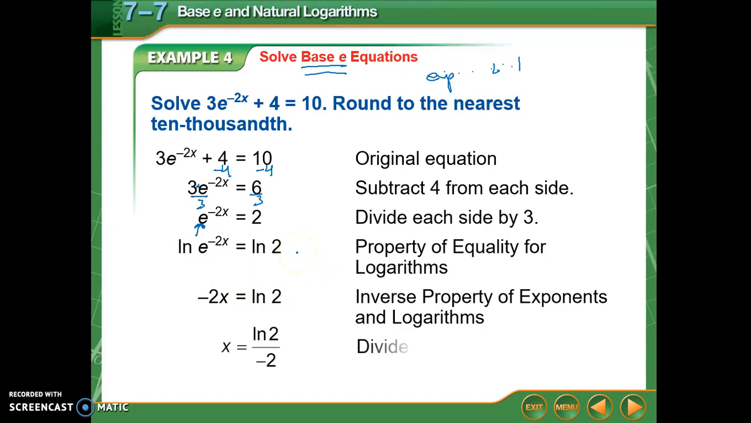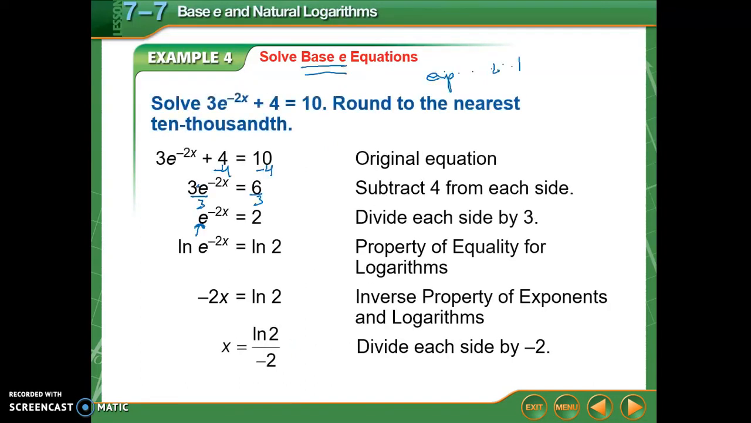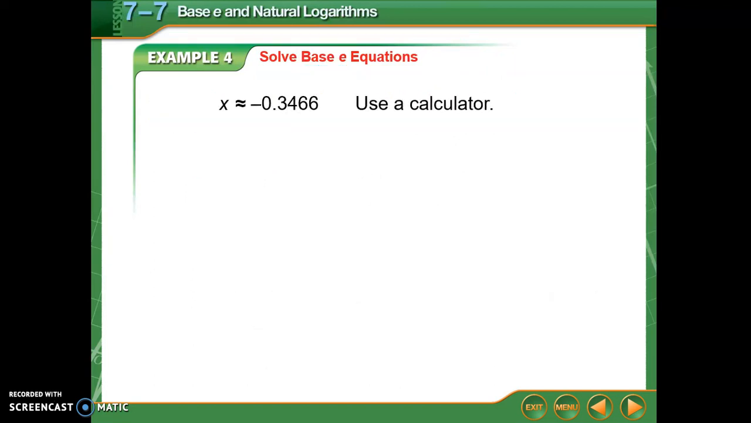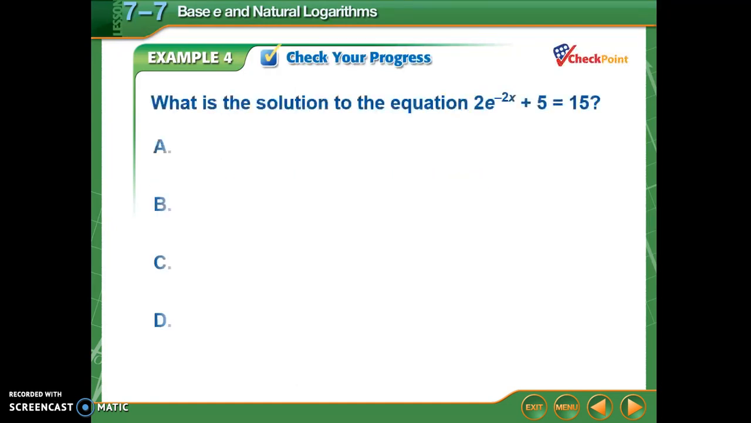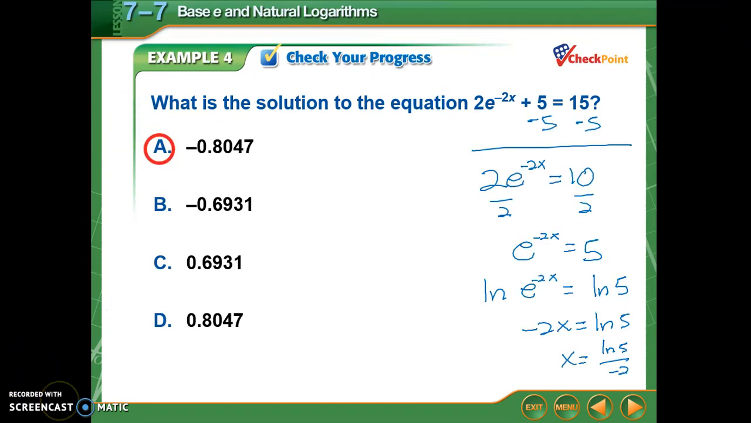That's going to be a number. We don't know what it is yet. And then I divide both sides by negative 2. And then you would use a calculator to get this value and round it to the nearest 10,000. So if you use a calculator, you would plug in natural log of 2 divided by negative 2, and you would get negative 0.3466. All right, I want you guys to try one, please. In this case, your solution should have been A, and there's the work if you need to pause and write it down.